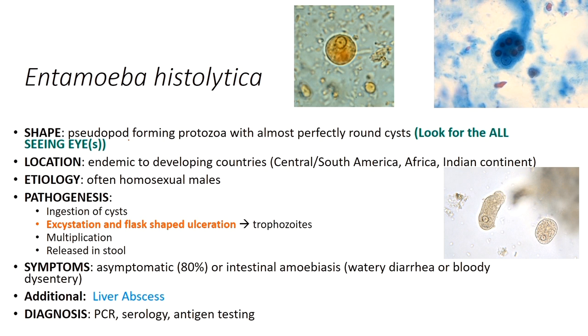It has those pseudopods in the protozoa, but it also has perfectly round cysts. In both of these cases, what you want to look for is the all-seeing eye. Do you guys see this little eye right here? See him? It looks like a little eye. Oh, there's another one right here. Oh, and we got them here in these guys. That all-seeing eye tells you that you have Entamoeba histolytica. Okay, look out for that guy, and you have that. Okay, if you don't see those eyes, you don't have Entamoeba histolytica.